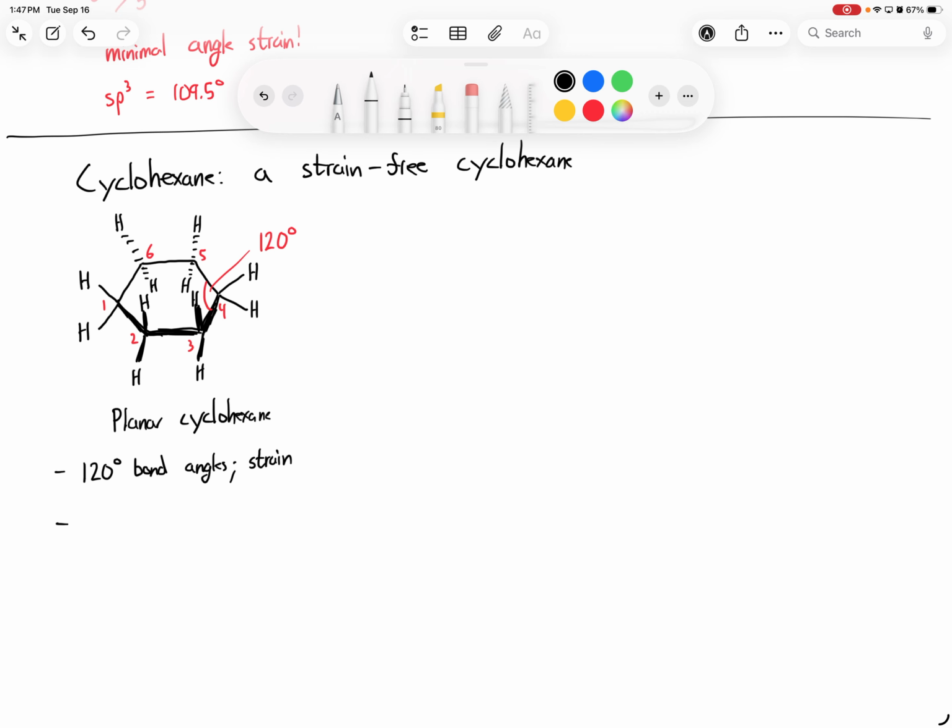Okay, and then what's wrong with the hydrogens? What's the other type of strain we worry about? Torsional strain. So we have 12 eclipsing hydrogens. Now, what I mean by 12 eclipsing hydrogens is that each hydrogen on that atom is going to eclipse a hydrogen atom that's on the adjacent carbon atoms on both sides.